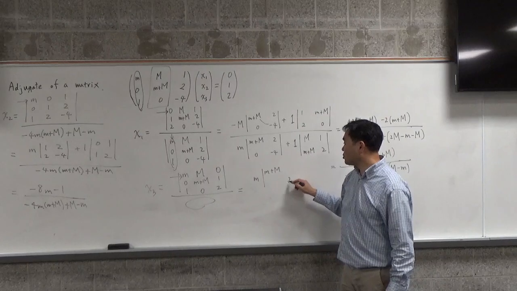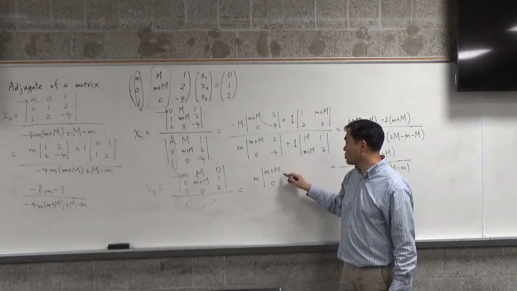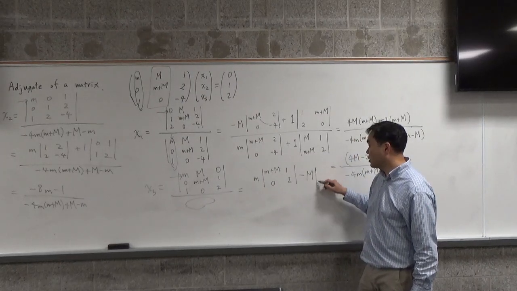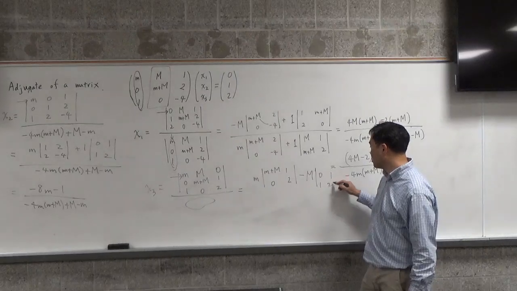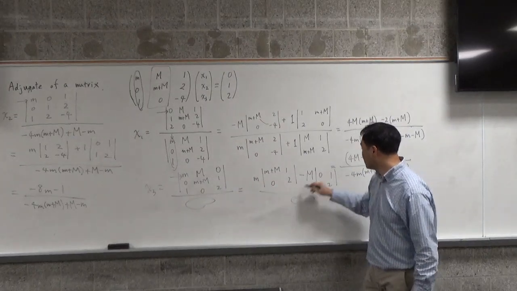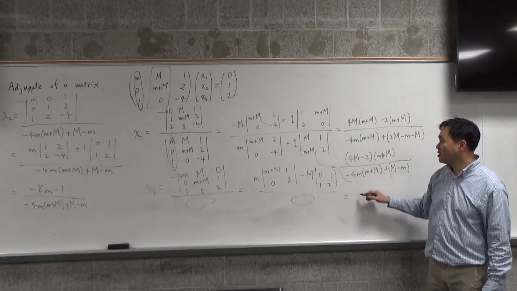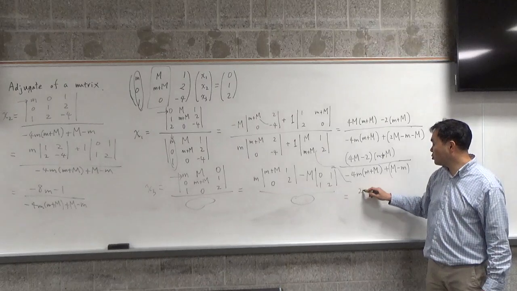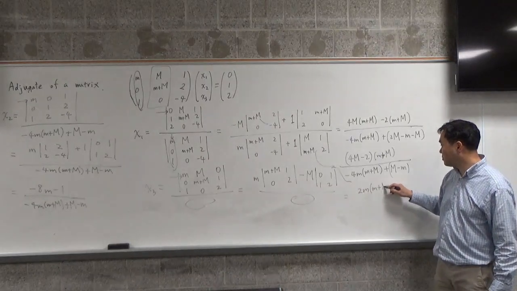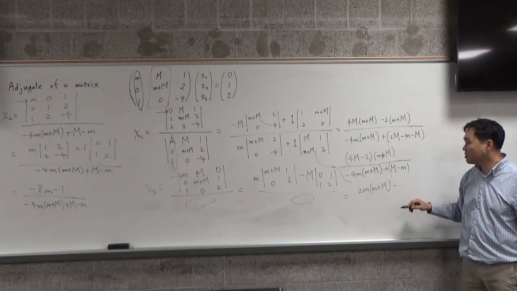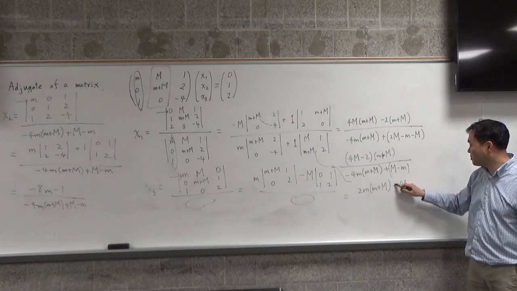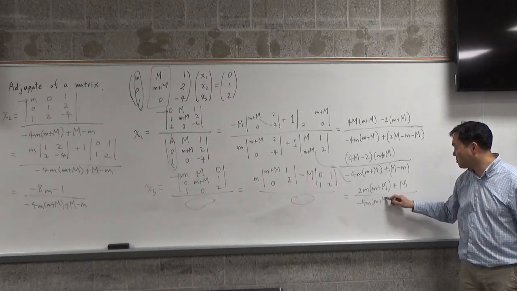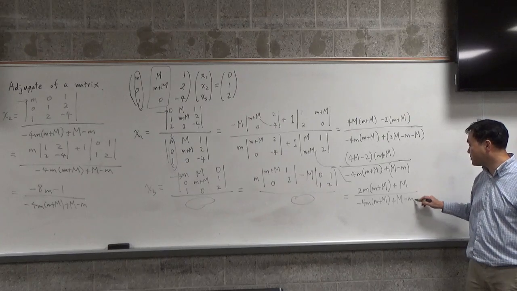Then 2, 0, 1 minus capital M, 0, 1, 1, 2 over the same thing. And it will be 2m m plus m minus, actually plus capital M over negative 4m m plus m plus capital M minus m.